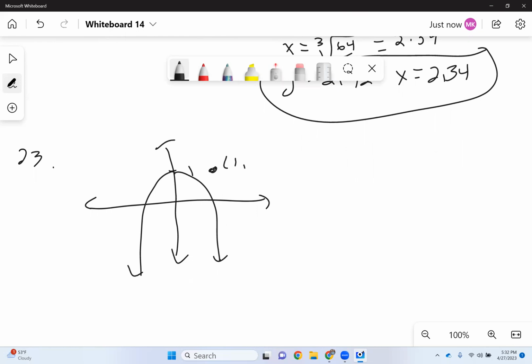There's (1, 1). Now, we learned this one in class. So we got to use the distance formula for 2 points. The first point is going to be (1, 1), and the second point is going to be (x, 1 minus x squared).